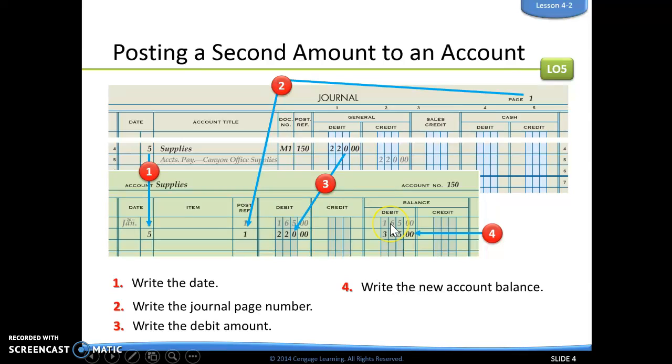So before we had a balance of 165, and now we're debiting that account. Whenever we have the same thing, like 2 debits or 2 credits, we're going to add those numbers together. If we were to have a debit and a credit, then we would subtract. So because we have a debit and a debit, we're going to add 165 and 220, and our new balance now is 385 debit. Last step is I'm going to take my account number 150 and bring it back to my journal page.